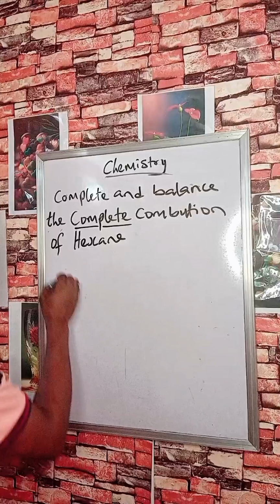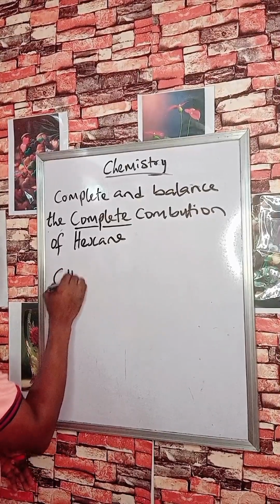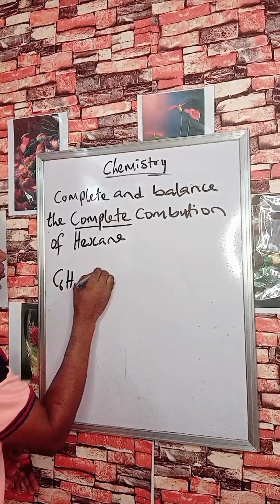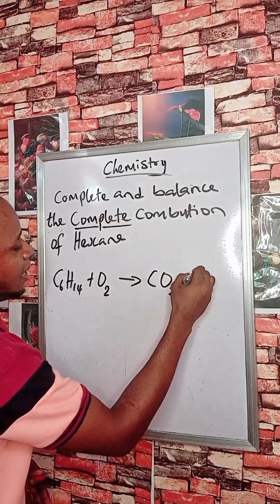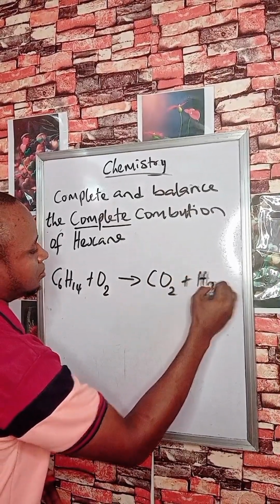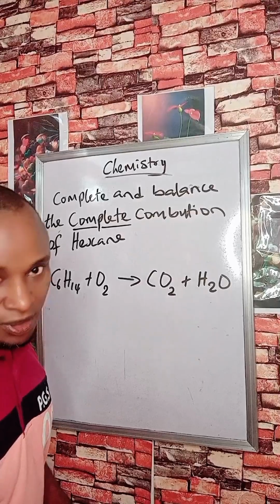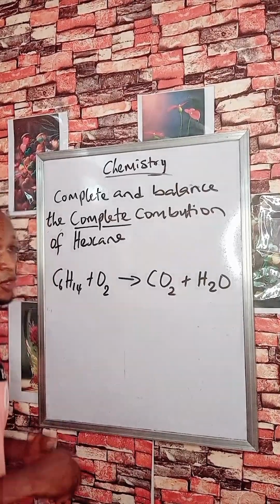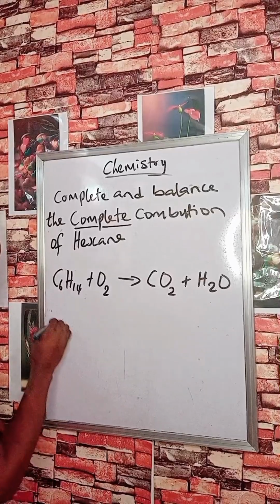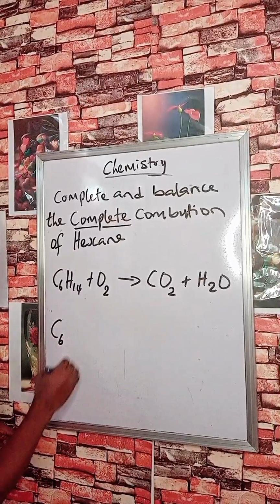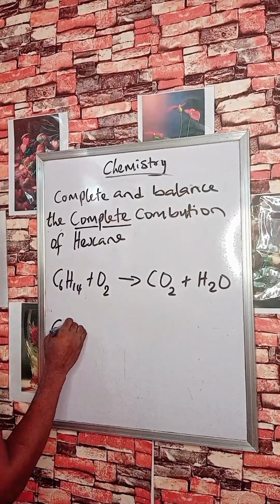So now, hexane, C6H14, bonds in oxygen to produce carbon dioxide and water. So we are done with the first aspect of the equation, which is to complete the reaction. Now it is for us to balance the reaction. For balancing the reaction, I will split the equation into individual atoms.